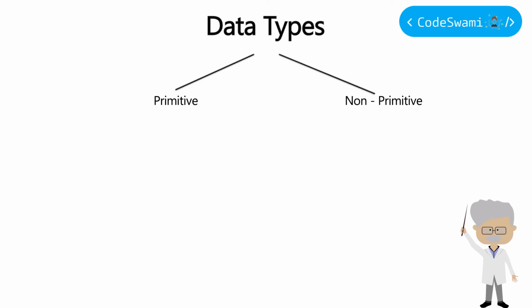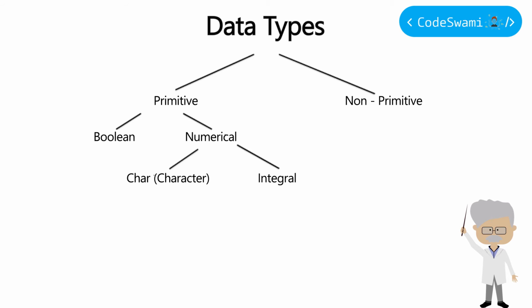That means these are part of the structure of this language. Primitive data types are further categorized into two parts, bool type and numerical type. Bool type holds Boolean values, that is, binary values, either true or false. Numerical type is further categorized into two parts, char type and integral type. Char type is simply characters. It holds values like A, B, X, or Y, basically any single character value.